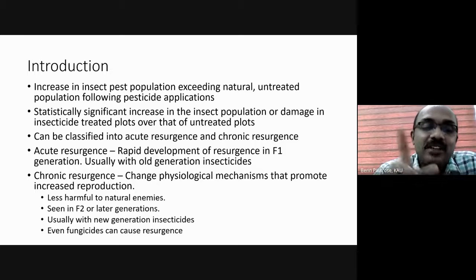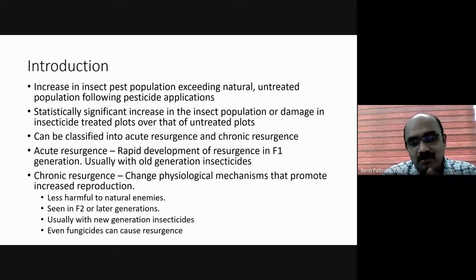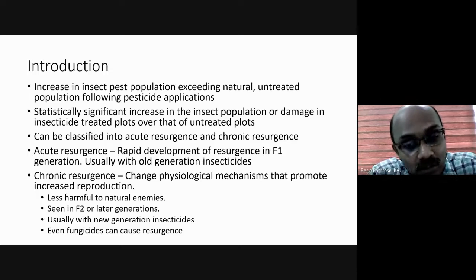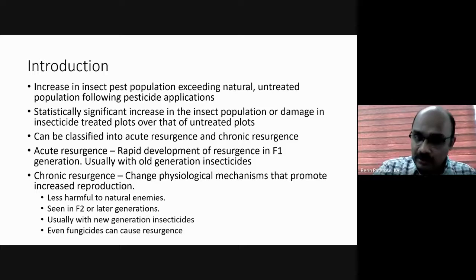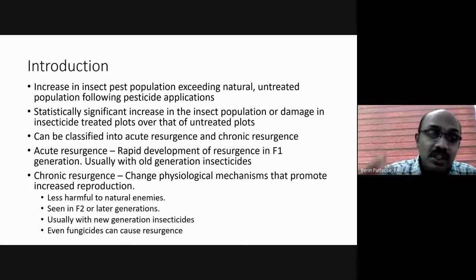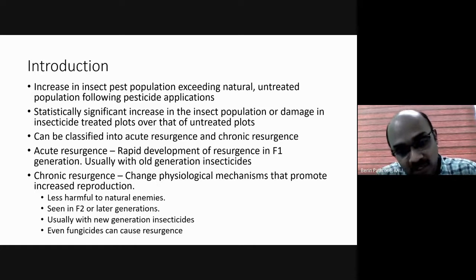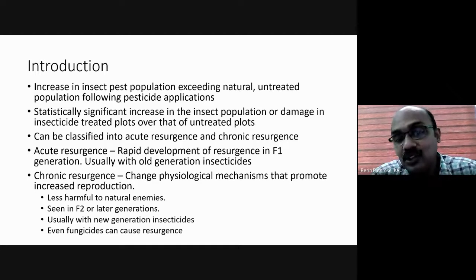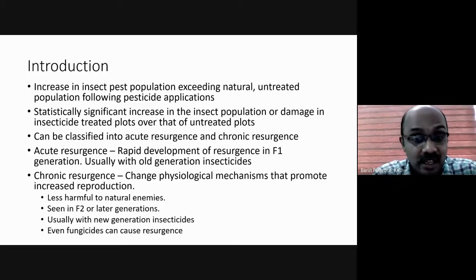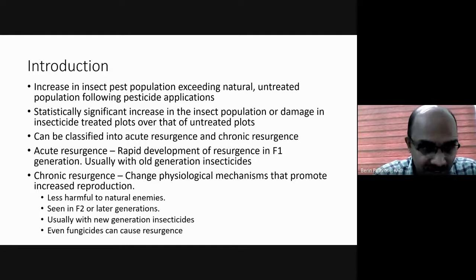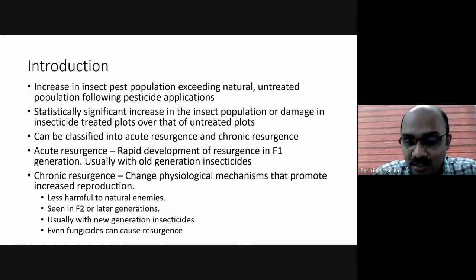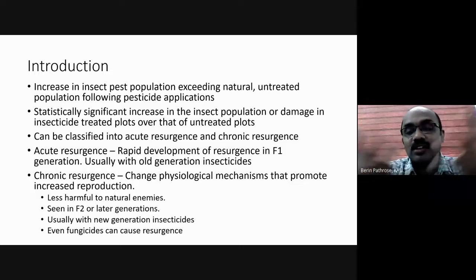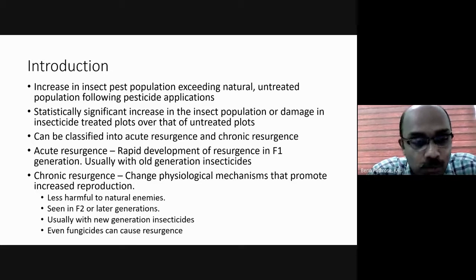But chronic resurgence is not much related to the population of natural enemies and it takes time. That's why it is called chronic. That means only after a few generations of pesticide use does chronic resurgence occur. This is mainly with new generation pesticides, which don't have this broad spectrum or quick knockdown action. Most of the new generation pesticides are less harmful to natural enemies, so there won't be any quick reduction in natural enemy population.